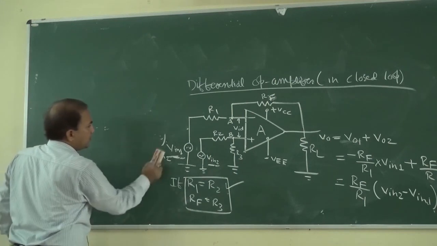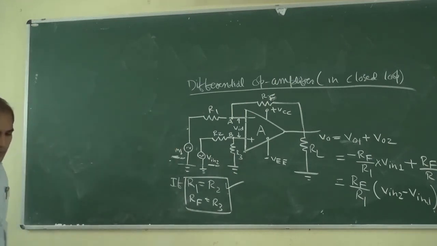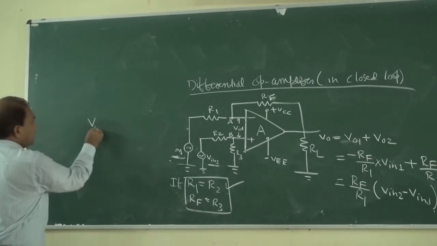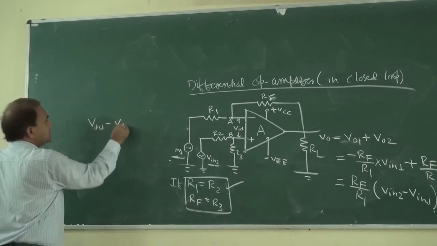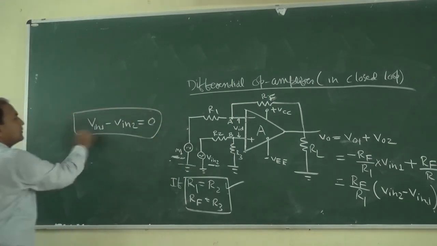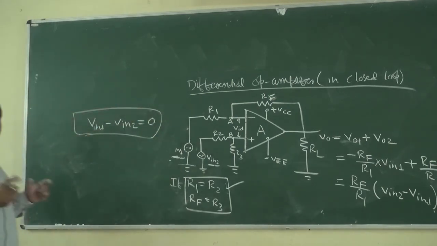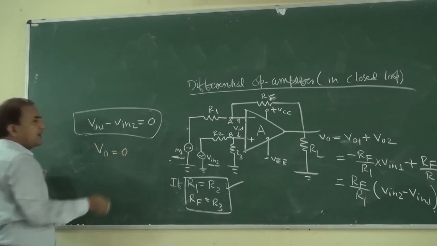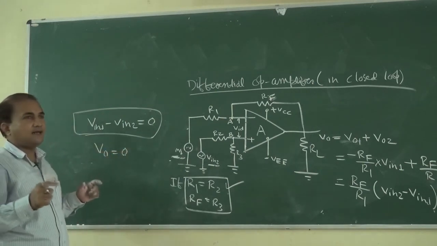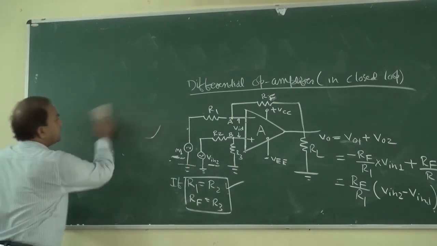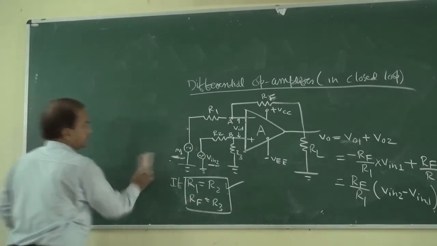Now in case of common mode, this V in 1 minus V in 2 is always equal to 0 for a common mode signal. So V output is equal to 0 for a common mode signal. Okay. So this is all about differential operational amplifier.